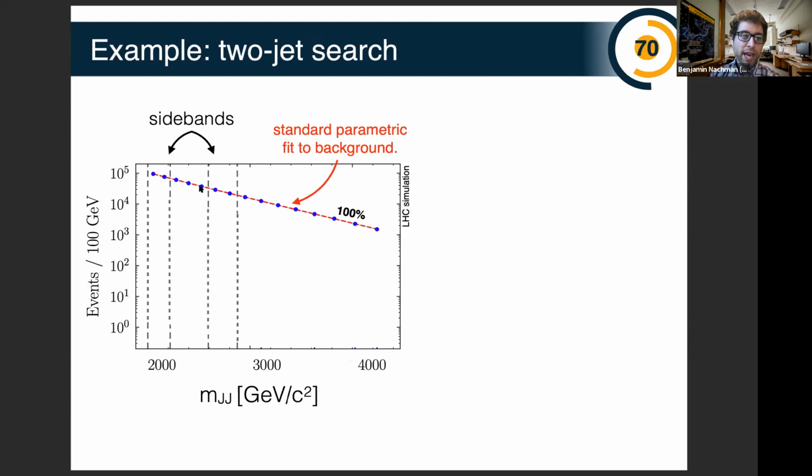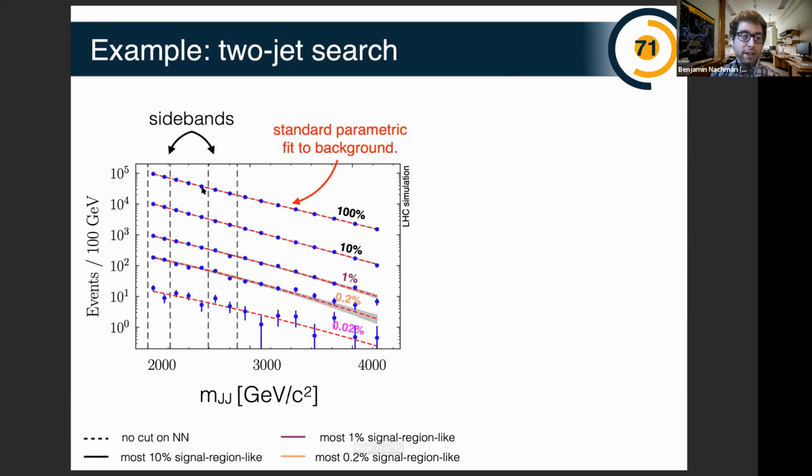And so we can do a parametric fit where we exclude these 3 points here and then fit with all the other points. Then we can interpolate into the signal region and compare the red interpolation with the blue points to compute a p-value. And then we can repeat this procedure for different threshold cuts on this koala classifier.